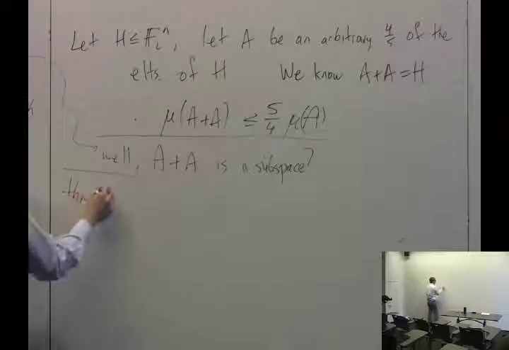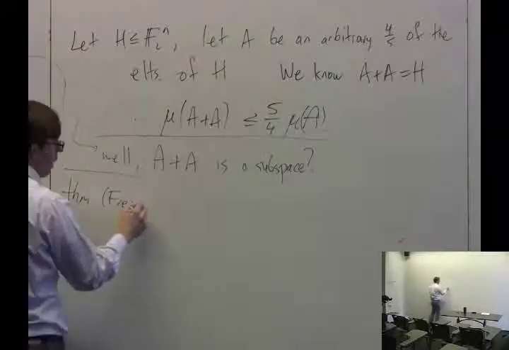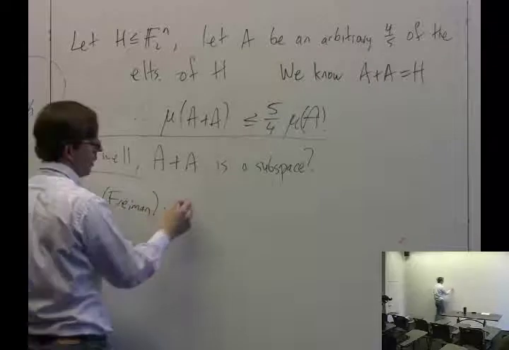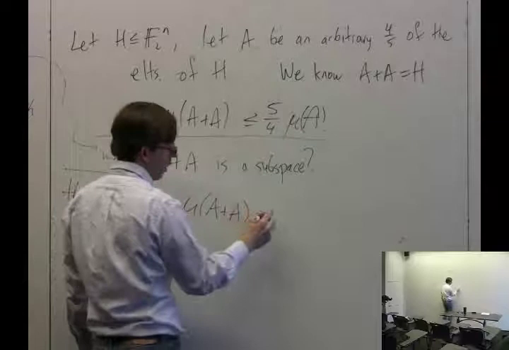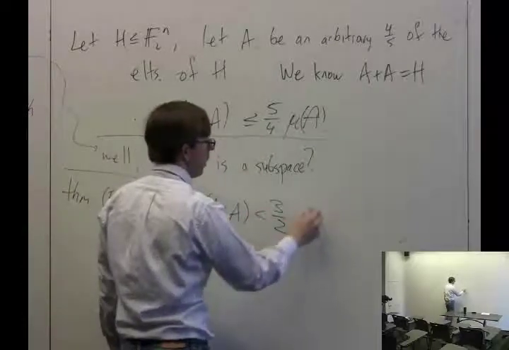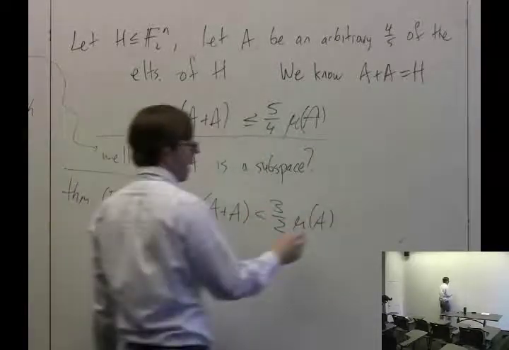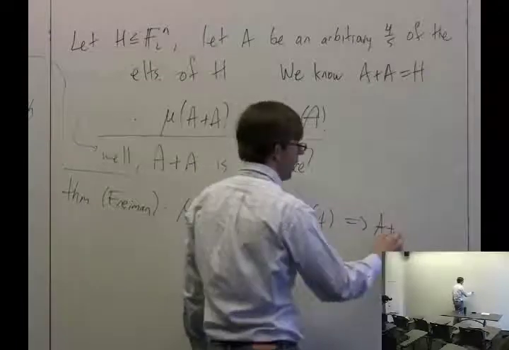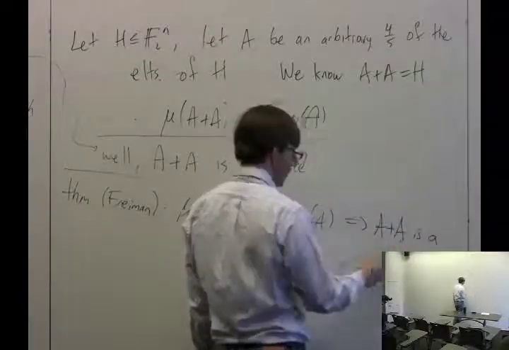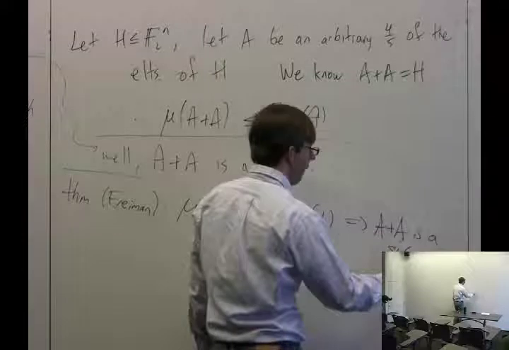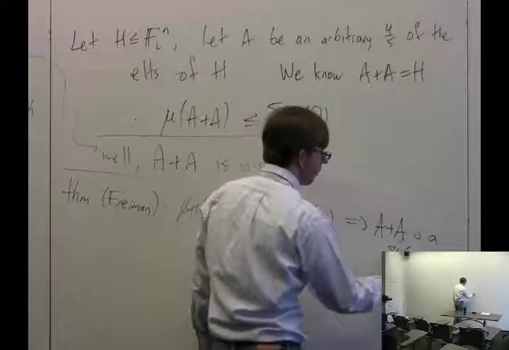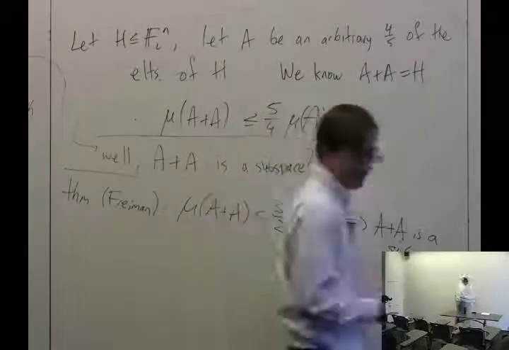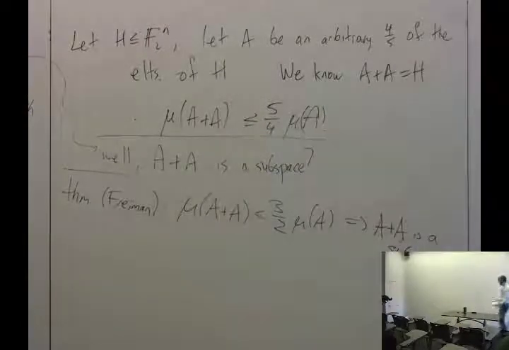This first one is due to Freiman, it's not very hard. This actually holds, I think, in any abelian group: if the density of A plus A is at most 3/2 the density of A, then A plus A is a subspace. Let me say subgroup. That holds, I think, in any abelian group.